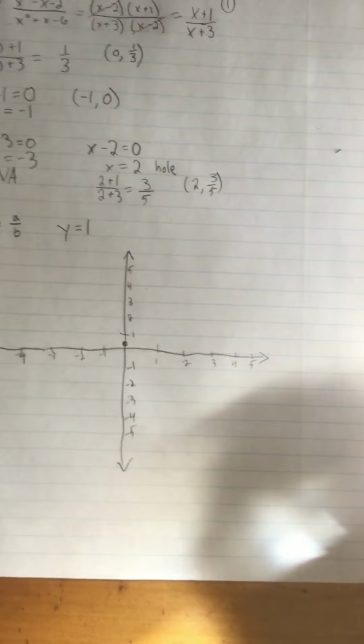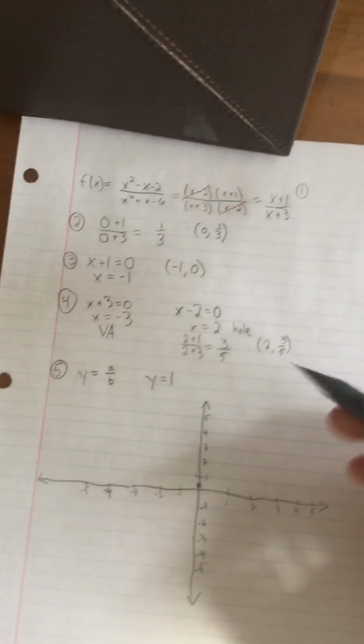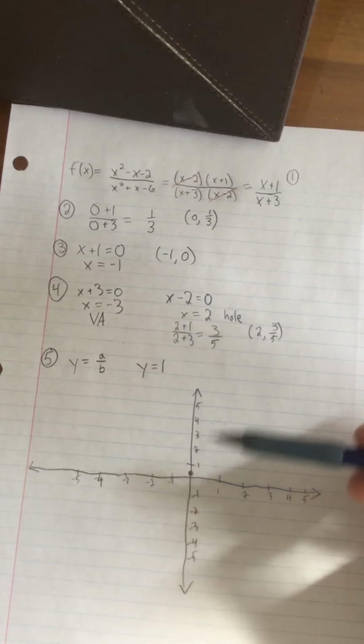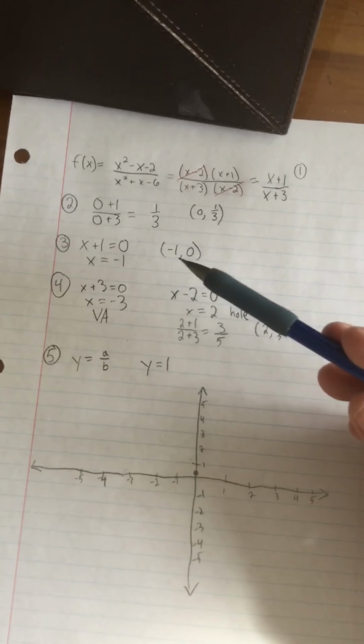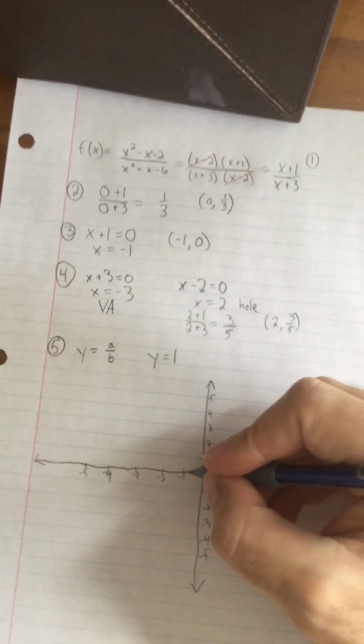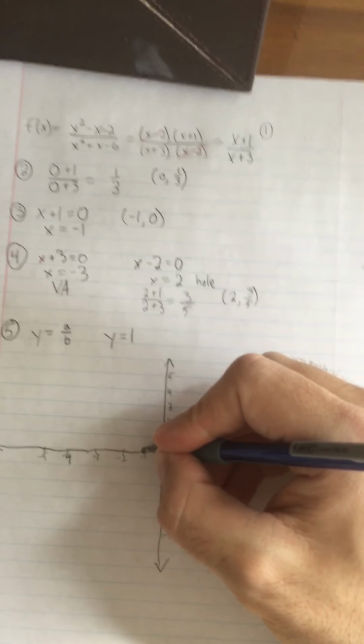Doesn't have to be perfect. I'm going to put it at about there. Okay. So that's that point on the graph. My next step is this point here, (-1, 0). I can put that on my graph.